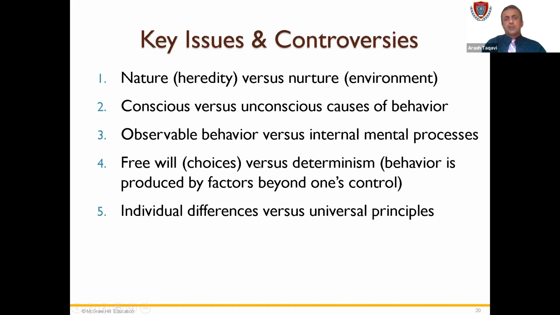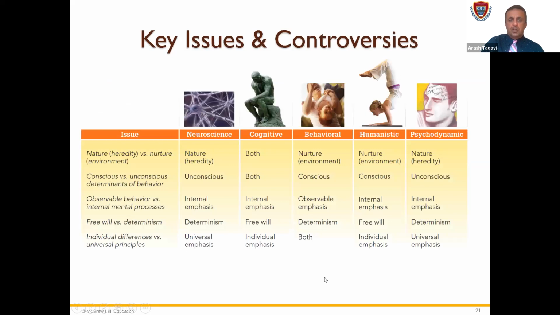Key issues: nature, heredity versus nurture in psychology, which is important; conscious versus unconscious causes of behavior; observable behavior versus internal and mental processes; and also free will choices versus determinism. Behavior is produced by factors beyond one's control, and individual differences versus universal principles. You can see here the issue of nature versus nurture.